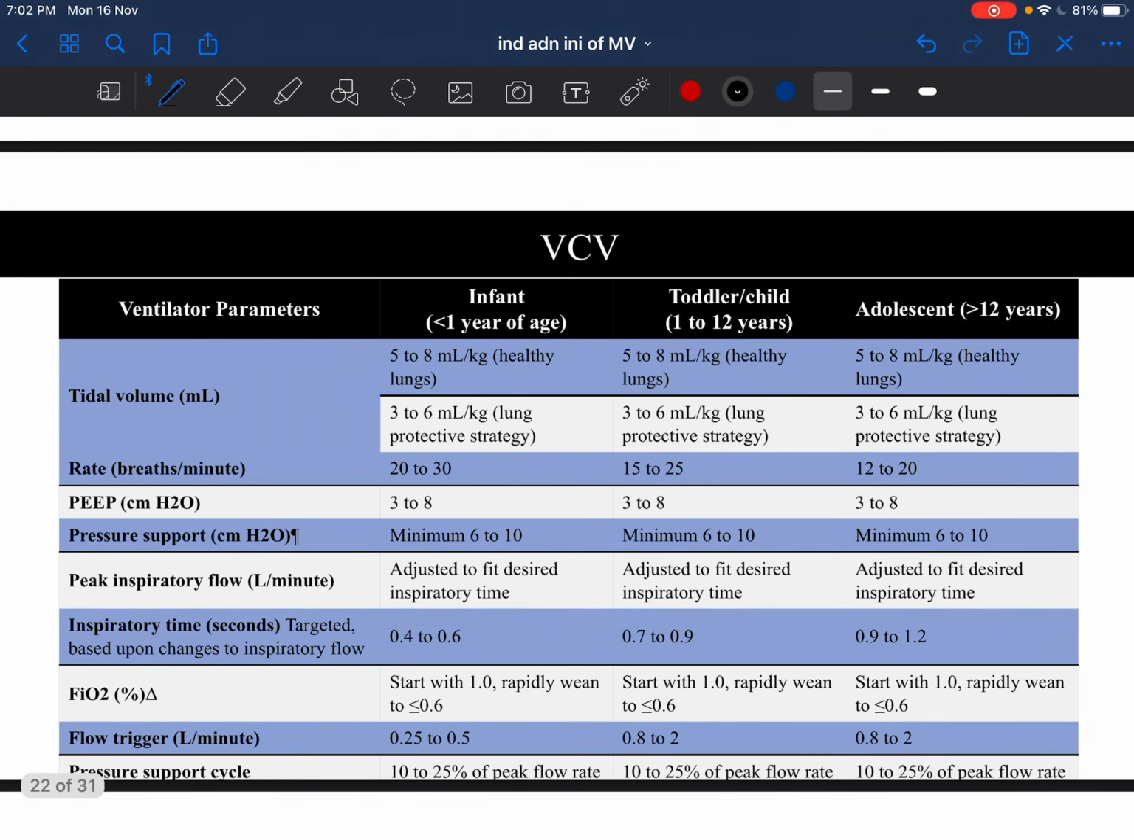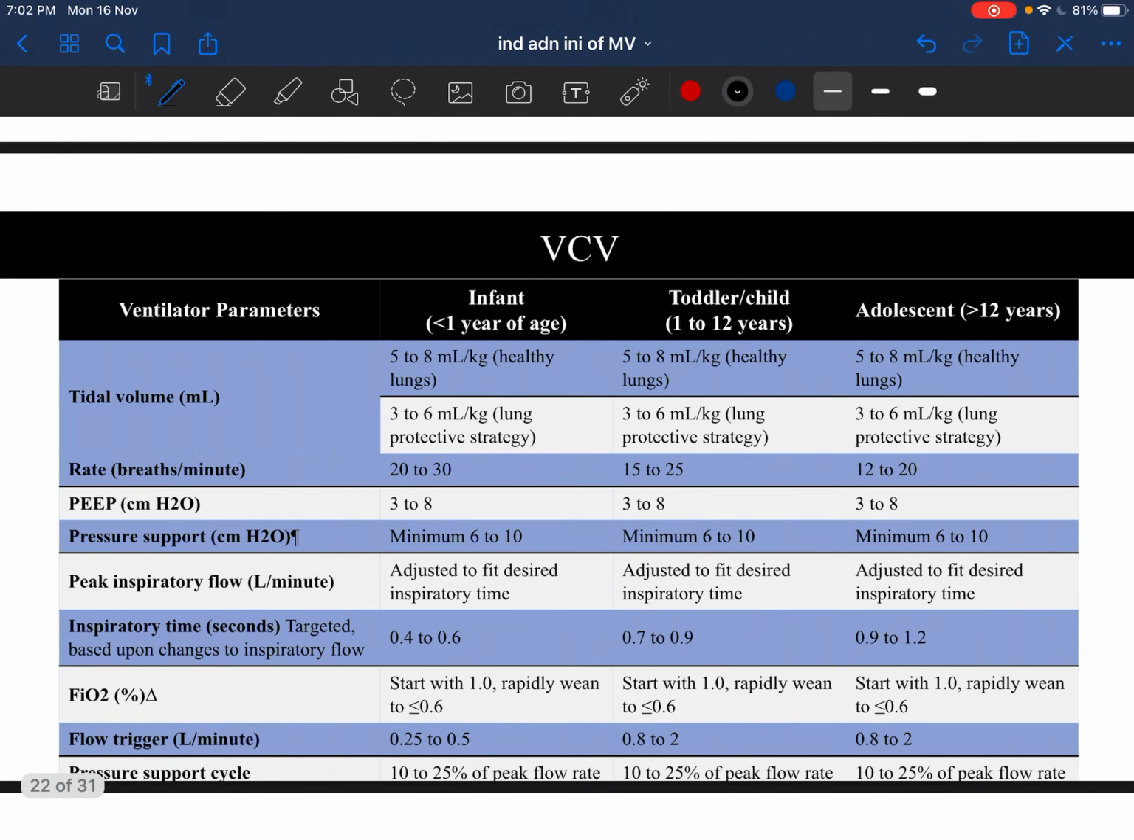Your volume controlled ventilation, again you are going to set your flow and your tidal volume around, depending upon the age, depending upon the lung status, 5 to 8 ml per kg if the infant is healthy, 3 to 6 ml per kg if the patient is having ARDS like presentation. PWP is somewhere between 3 to 8, pressure support 6 to 10, again depends on your endotracheal tube size. Inspiratory flow will be adjusted to fit the desired inspiratory time.